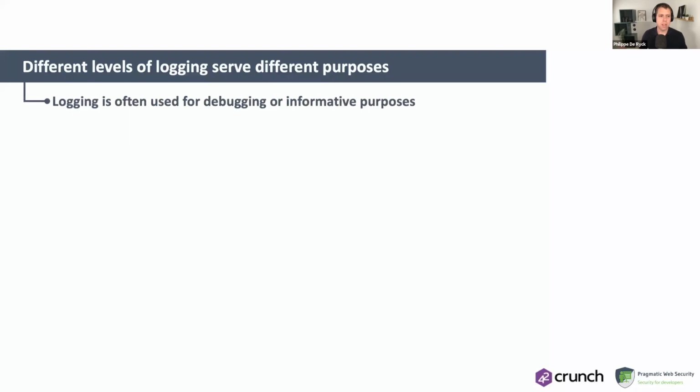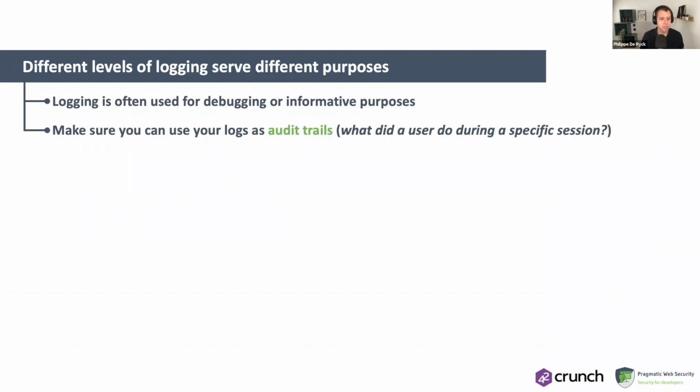Different levels of logging serve different purposes. That's kind of a dead giveaway. It's often used for debugging and informative purposes, but to me, one of the most important things about logging is audit trails. If something goes wrong, let's say somebody posts a screenshot of a user having access to things they shouldn't have access to, can you use your logs to figure out what that user did during a specific session? Have you ever tried that?